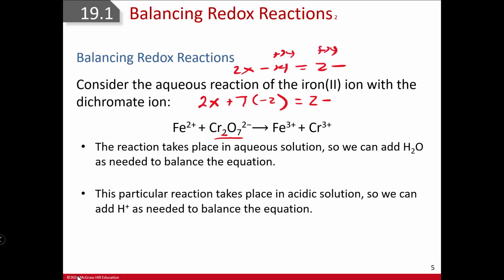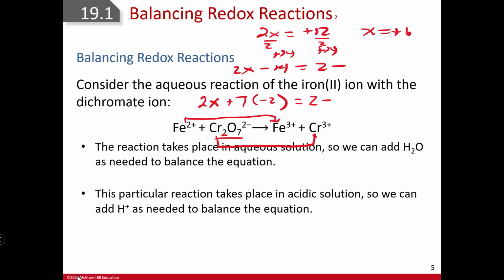And so then I have 2x equals positive 12. And then I divide both sides by 2. And that says that x is a positive 6. All right. So chromium is being reduced. It's going from a positive 6 to a positive 3. And iron is being oxidized. It's going from a positive 2 to a positive 3.